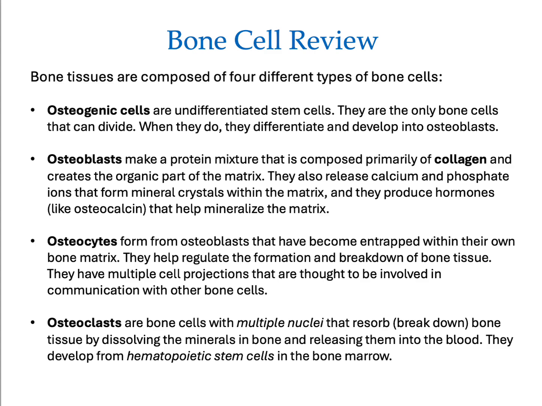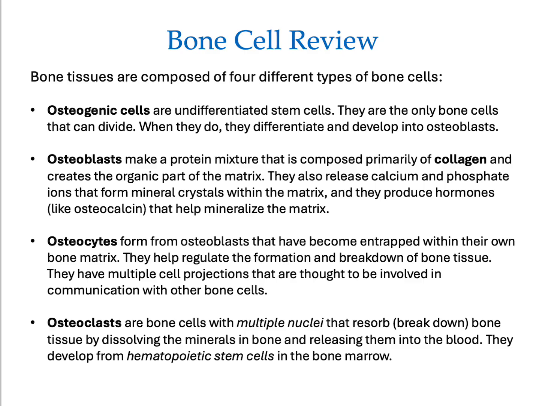Bone cell review. We looked at these earlier in our tissues chapter. Bone tissues are composed of four different types of bone cells. Osteogenic cells are undifferentiated stem cells. They are the only bone cells that can divide. When they do, they differentiate and develop into osteoblasts.